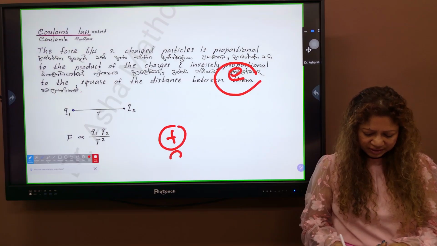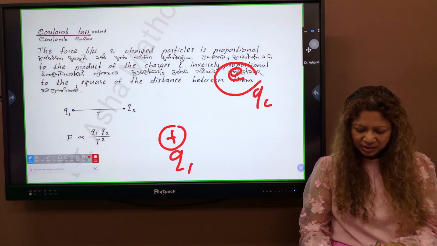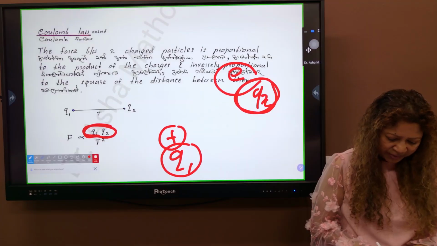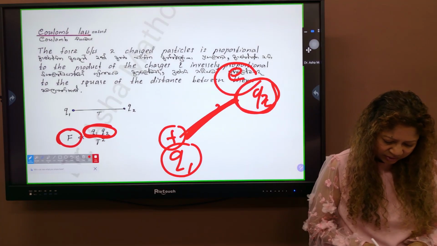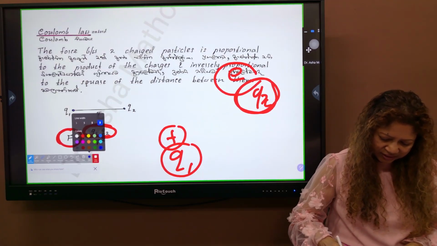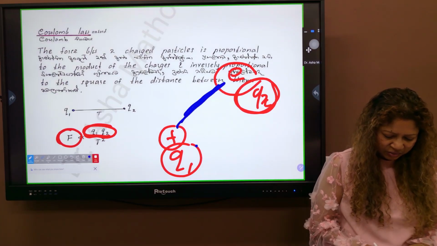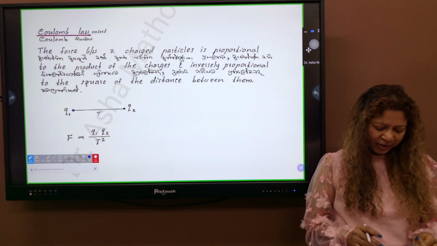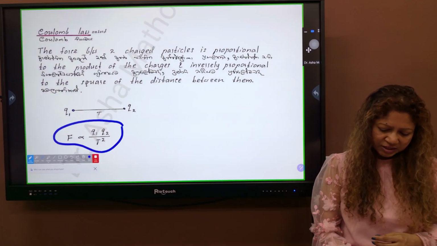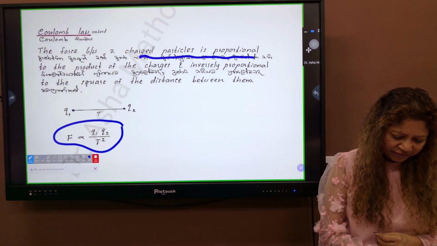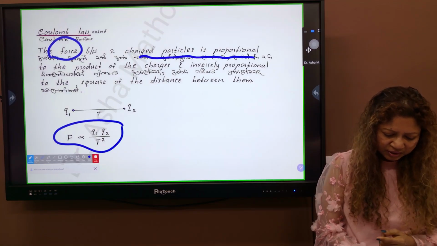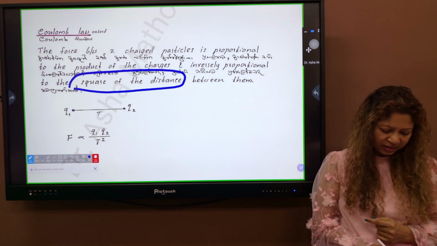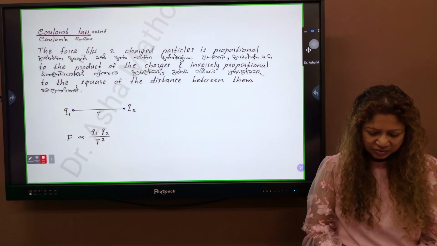Let's say the charges of these two are Q1 and Q2. When the charges are greater, the product of the charges is proportional to the interaction between these two. And when the distance between these two is less, again the attraction is greater. That is Coulomb's law: opposite charged particles' force is directly proportional to the product of the charges and inversely proportional to the square of the distance. We did that part; a couple of online students also missed it.